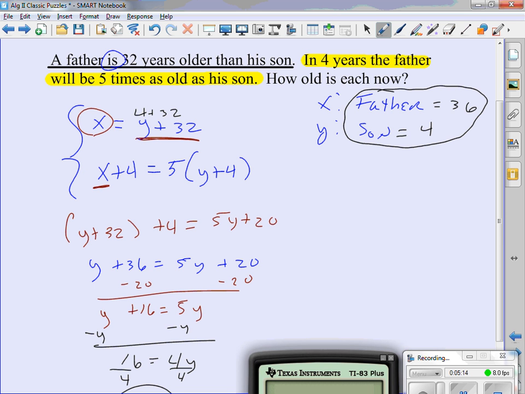There's your solution. Now, the nice thing about these age problems is you have to get positive numbers. You can't be a negative age. And you're not going to get decimals either, or fractions. It's going to be whole years. If you get a decimal or a negative, you know you have a problem. Those are age problems.